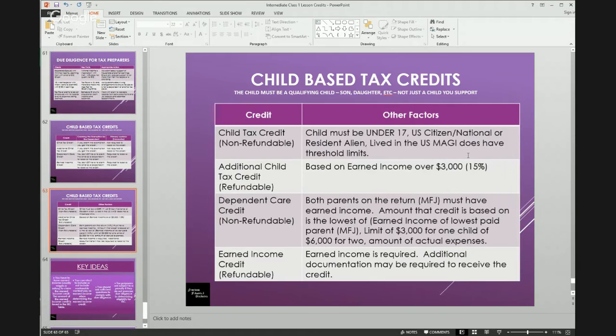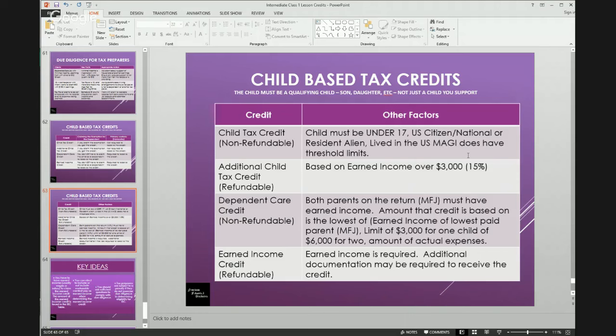Looking at a summary of the credits again. The child tax credit is non-refundable. The key things here is the child must be under 17, must be a U.S. citizen or national, and had to have lived in the U.S. There are modified adjusted gross income thresholds. In the event that you make over the threshold, the tax credit could be phased out and in fact eliminated.